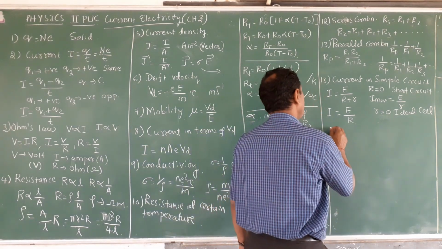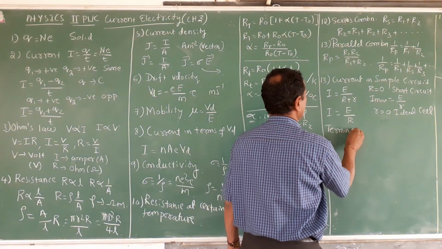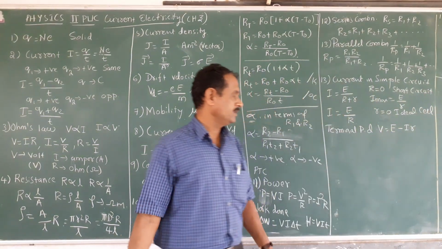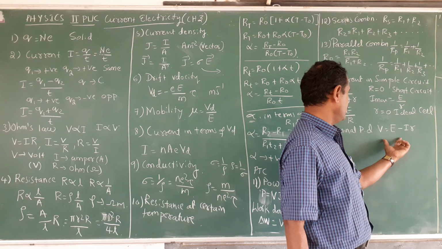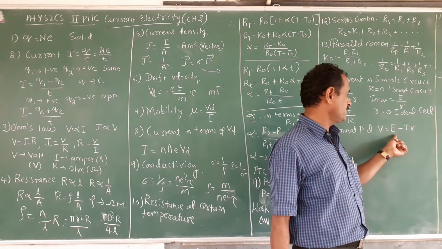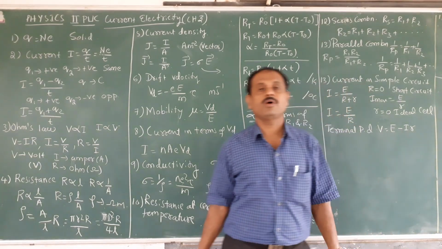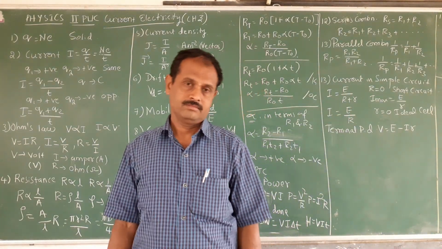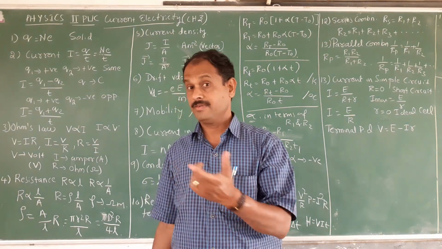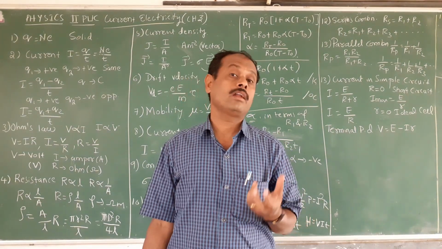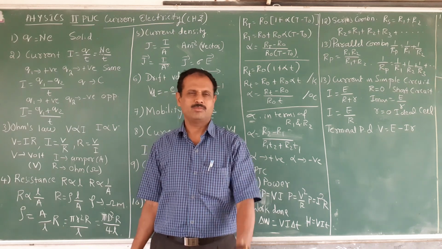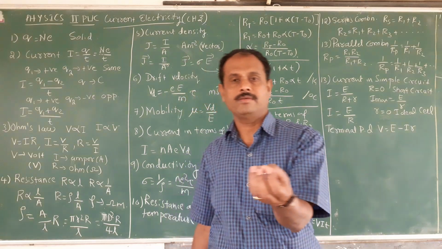Once it is an ideal cell, now the terminal potential difference. V is equal to E minus Ir. This is another terminal potential difference expression. What is E? EMF of the cell. What is I? Current flowing in the simple circuit. What is small letter r? Internal resistance of the cell. You take the cell, an electrical energy source. Definitely it has a certain EMF, and it also has internal resistance. EMF of the cell is measured in volt, and internal resistance is measured in ohm only. It is very small, depending upon the preparation and kind of the cell.